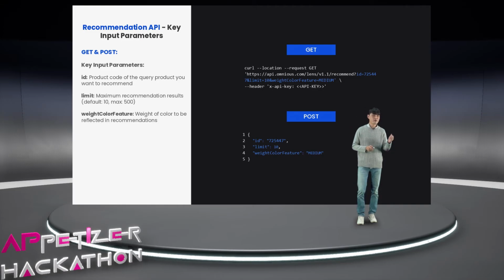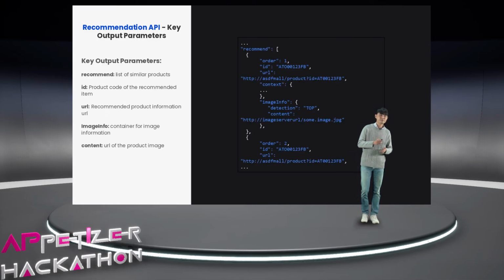Now remember that the Lens database must be set up before using the recommendation API. And these are the two request types that you can call the recommendation API by, which is get or post. And these are the key input parameters to it. The ID, which is the product code of the query product that you want to recommend, limit, the maximum number of recommendation results that you want to get back, and weight color feature, which is the weight of the color to be reflected in the recommendations. So if you want to make a recommendation, but you don't really care about the color too much, you would put low for the weight color feature value.